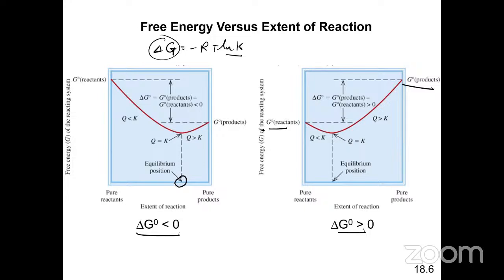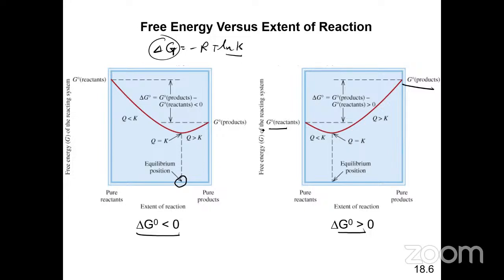So this graph is a very good diagram to show you, these two graphs, basically showing you the different relationships between Q, K, and delta G. And it's very important that you understand the relationship between these different terms. Okay. Any questions about this? Any questions about what I've just shown you, these graphs?